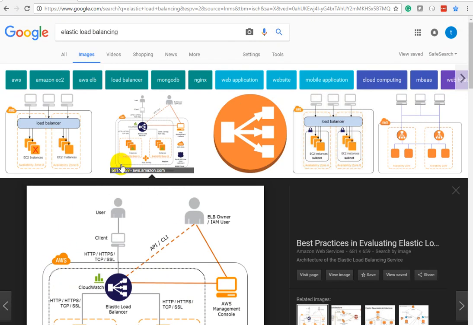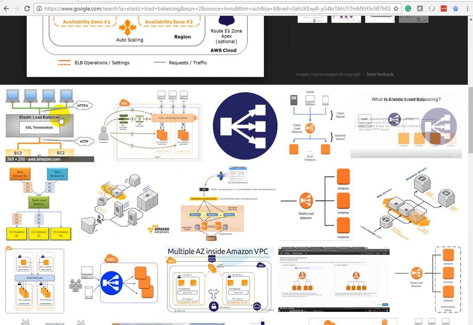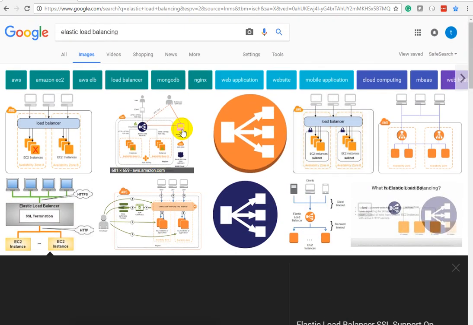That's why load balancing is one of the most important things out there. Now let's just look at this diagram one more time. These are all your HTTPS, that means your websites, right? Again, it all goes through the same elastic load balancer, and then it diverts the traffic to the different EC2 instances. So that is the high level architecture of the elastic load balancer.